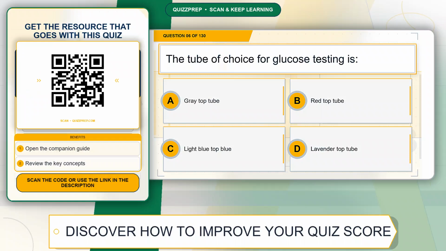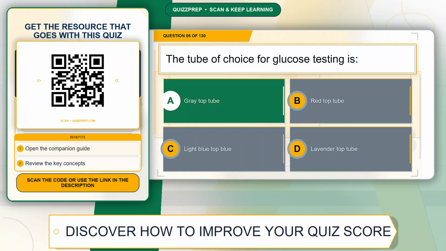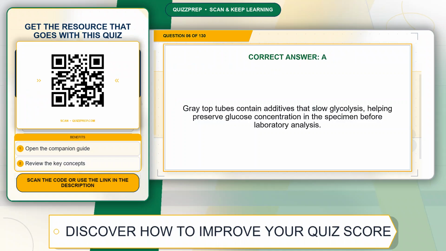Question 6. The tube of choice for glucose testing is: Option A, gray top tube. Option B, red top tube. Option C, light blue top tube. Option D, lavender top tube. The correct answer is option A, gray top tube. Explanation. Gray top tubes contain additives that slow glycolysis, helping preserve glucose concentration in the specimen before laboratory analysis.